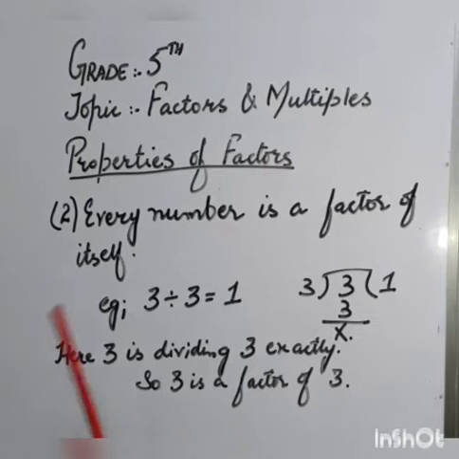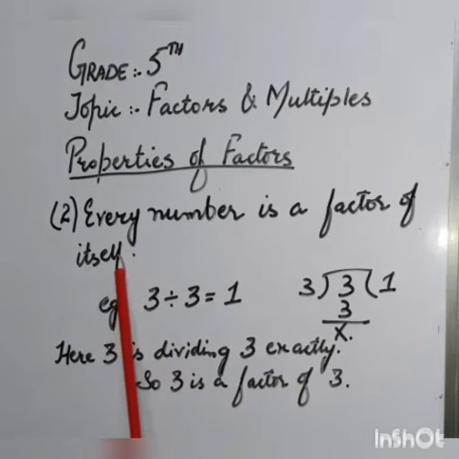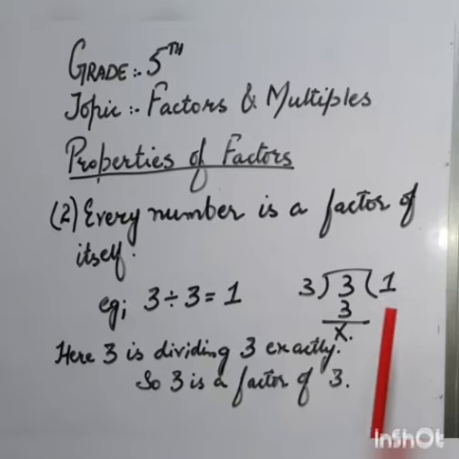Now students, second property is every number is a factor of itself. हर कोई number खुद का factor होता है. For example, if I take 3, 3 is a number, and if I divide 3 by 3, then 3 divided by 3 is 1. 3 into 1, 3 1 are 3. Okay, 3 minus 3 is 0.